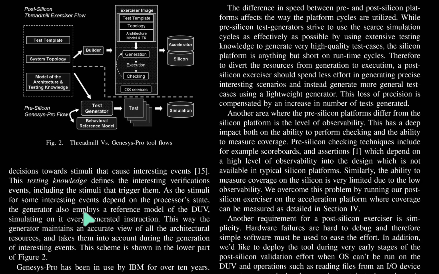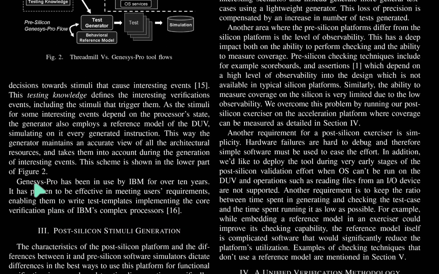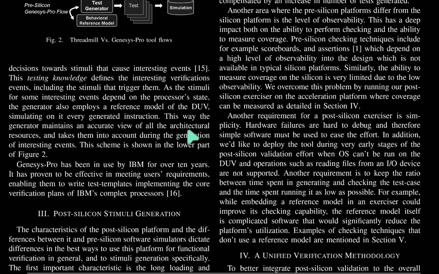The generator also employs the reference model of the DUV, simulating on it every generated instruction. This way, the generator maintains an accurate view of all architectural resources and takes them into account during the generation of the interesting events. This scheme is shown in the lower part of Figure 2. Genesys-Pro has been in use by IBM for over 10 years. It has proven to be effective in meeting users' requirements, enabling them to write test templates implementing the core verification plans of IBM's complex processors.